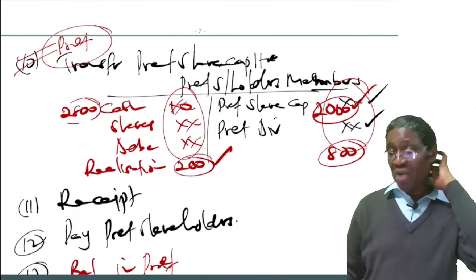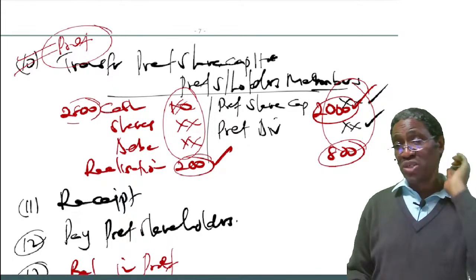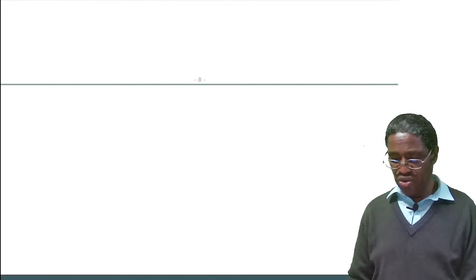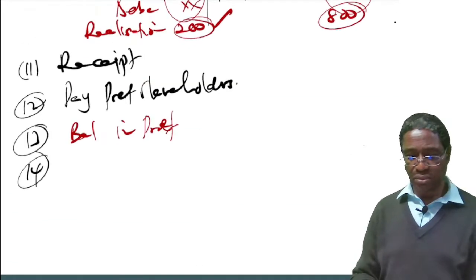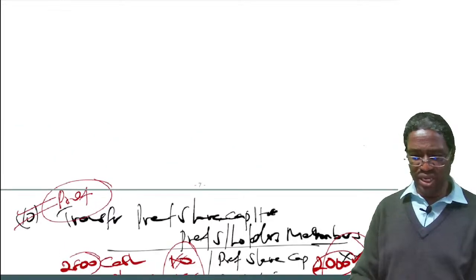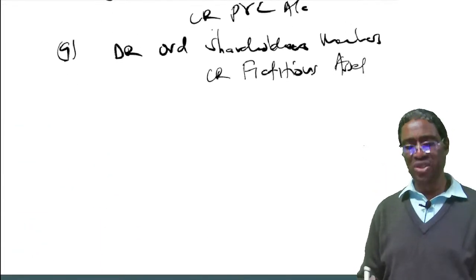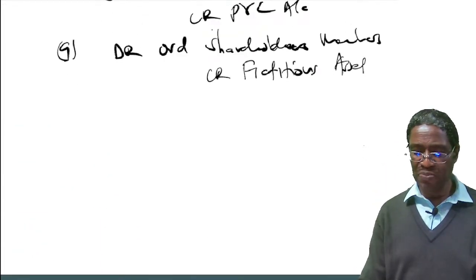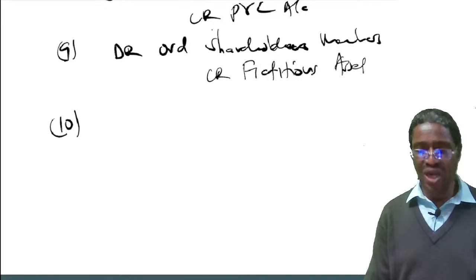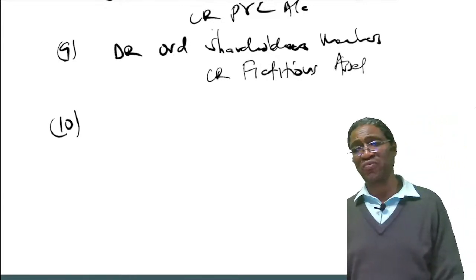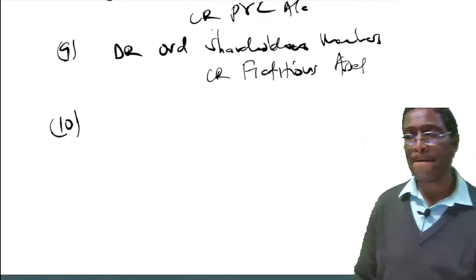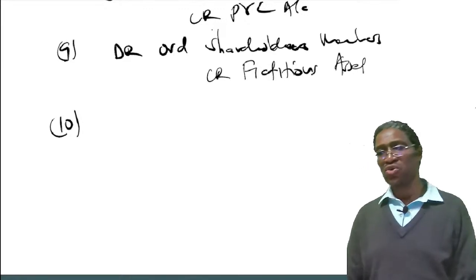Okay, so now we can put down the remaining entries. We had gone up to number 9. Let's now put down from number 10. Yes. Now let's go to number 10 as part of the notes now. So see this, number 10.